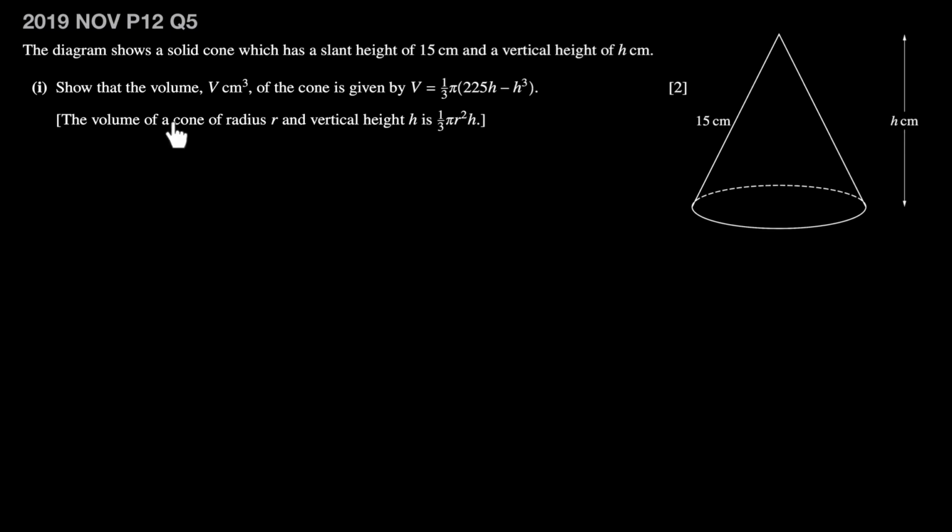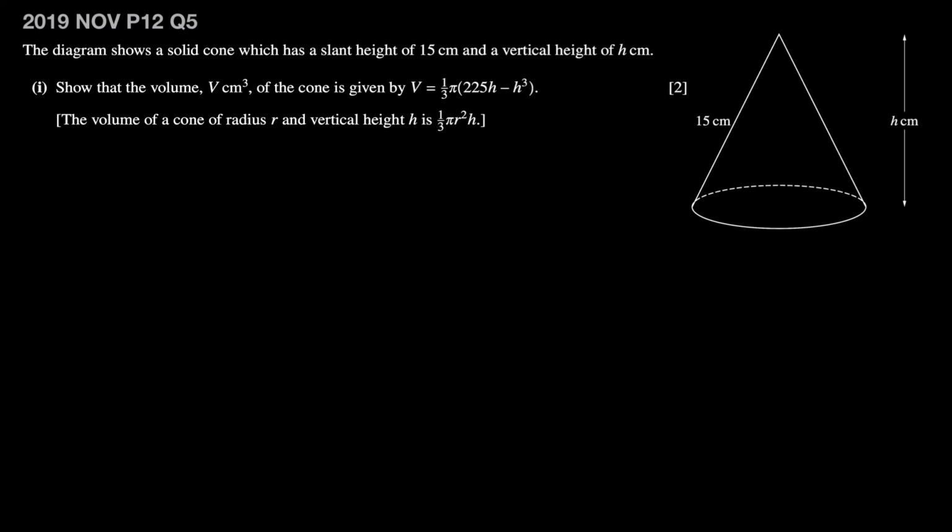The volume of a cone of radius r and vertical height h is 1/3 π r² h. So we need to express that volume in terms of h, and they've given us the formula for volume in terms of radius and height. So we need to first figure out an expression for r² in terms of h. So let's see how we can do that.